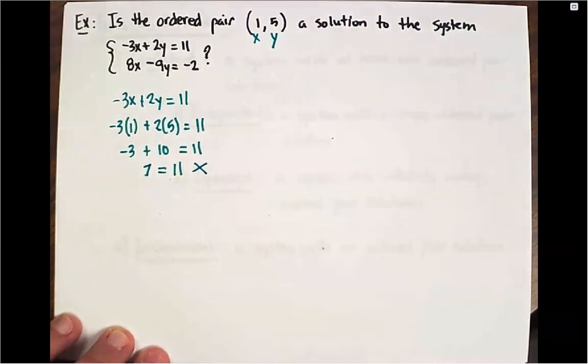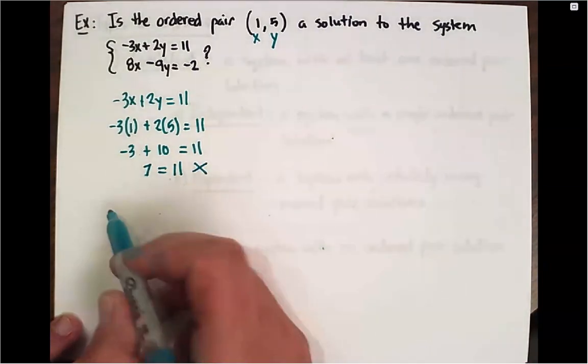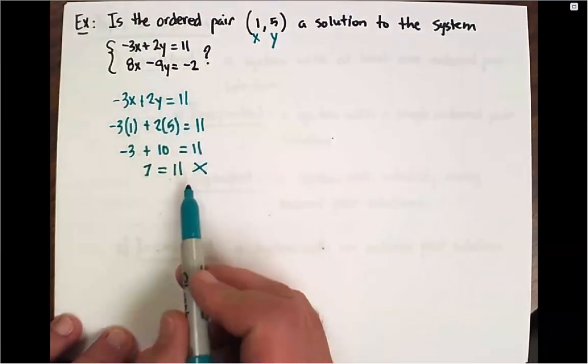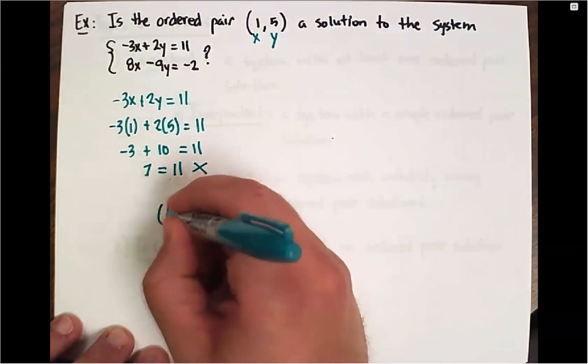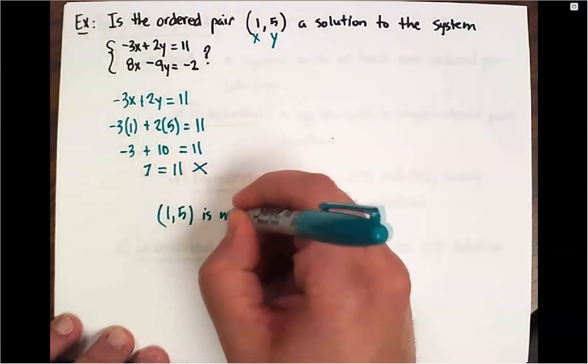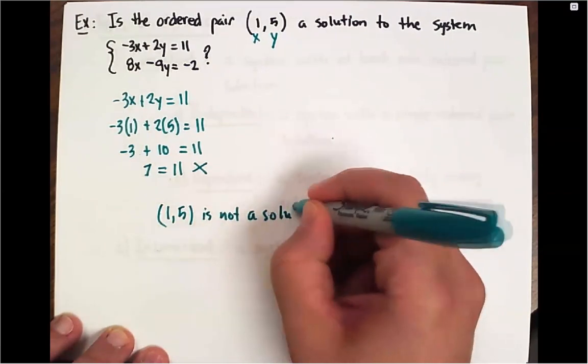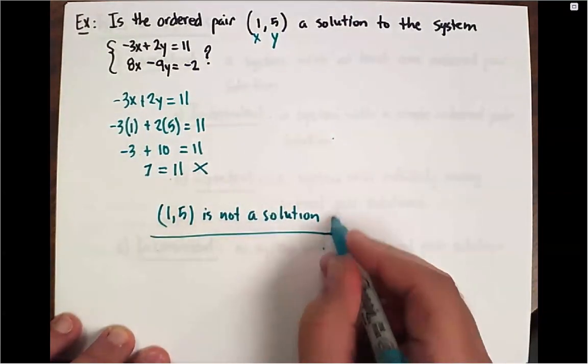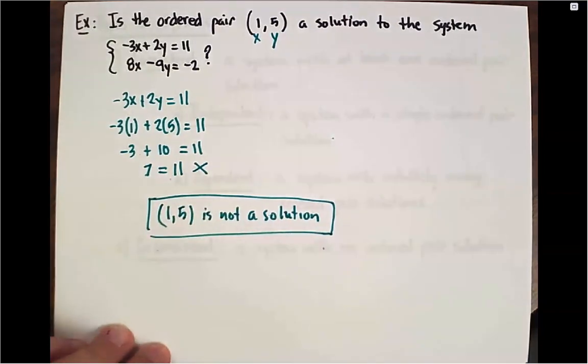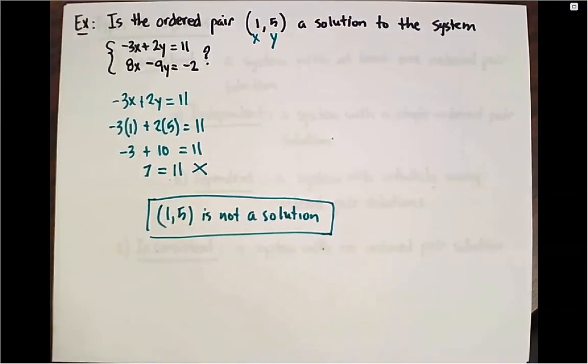Do I even have to check the other equation? No. Because if it doesn't work for one of them, it's not going to solve that system. So I don't even have to do the second equation here, because this didn't work out. I know right now that (1, 5) is not a solution. I could check, but it isn't going to work either. 8 minus 45 is not negative 2. It's negative 37.